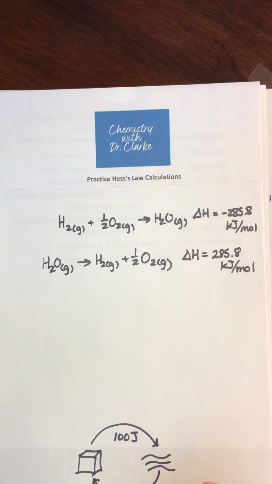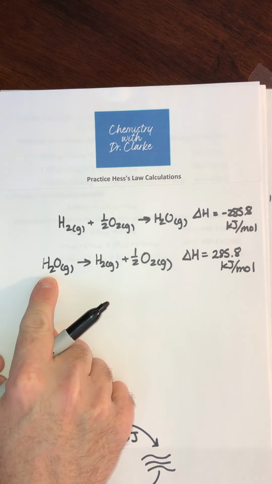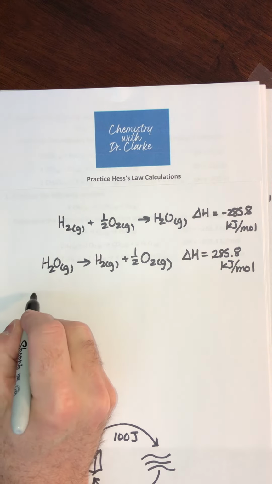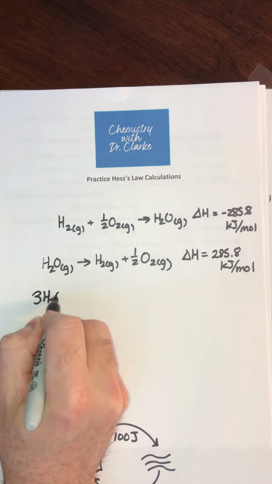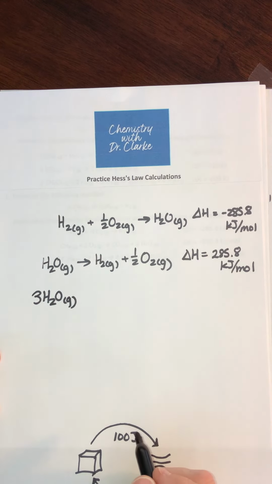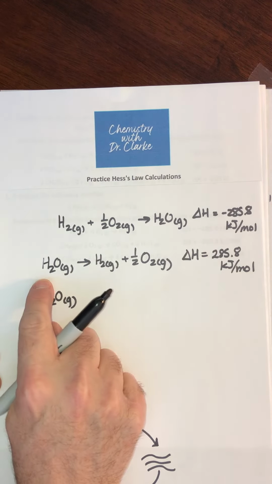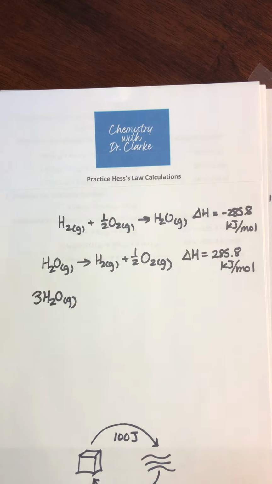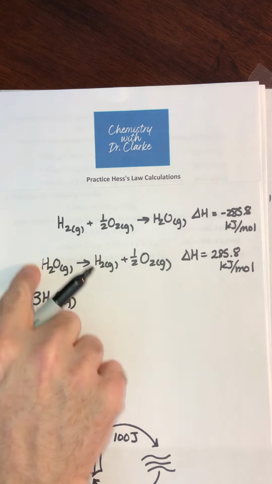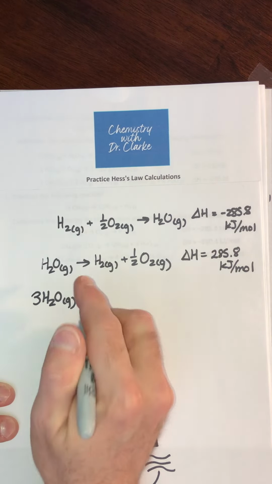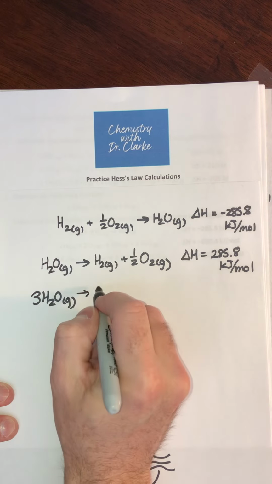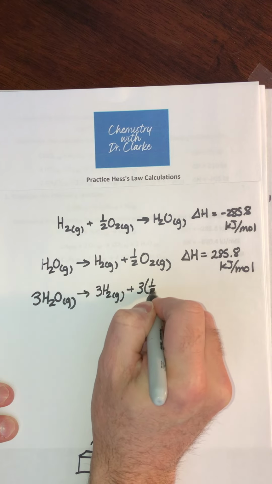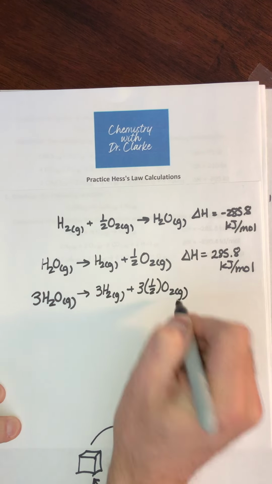Now, the other issue that shows up sometimes is, let's say I don't want one water. Let's say I want 3 waters, right? So I would like this equation to involve 3 waters. Well, if you think of this like a math equation, you're allowed to do anything you want to both sides of the equation as long as you do the same thing to both sides. So if I've multiplied the reactant by 3, that means I also have to multiply the products by 3. So I'll get 3 H2s. I'll get 3 times a half of an O2 gas.